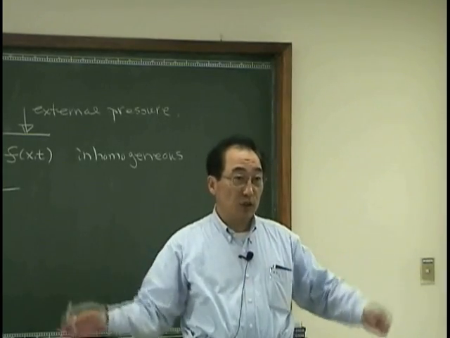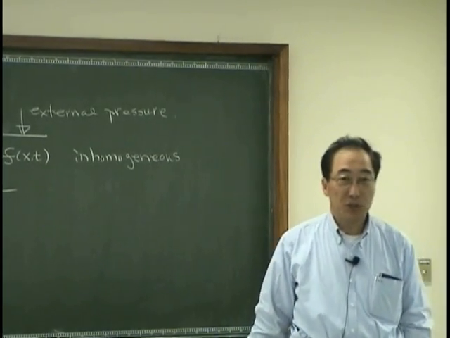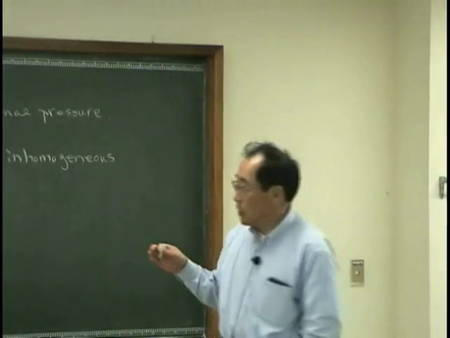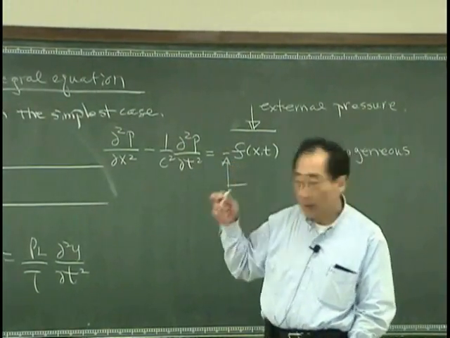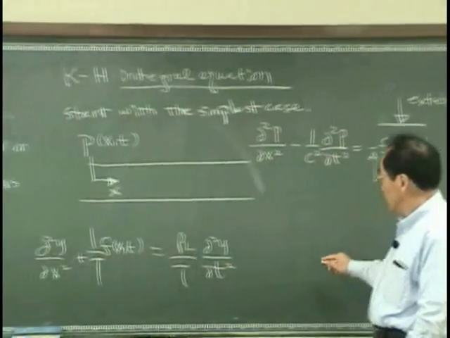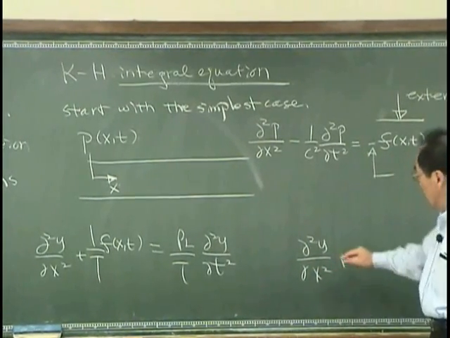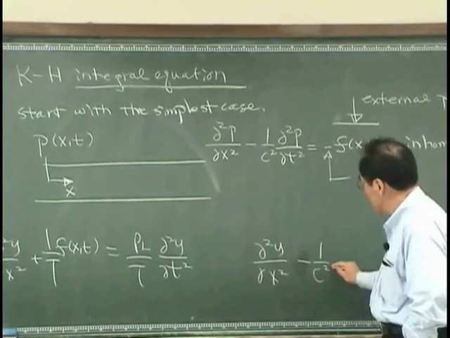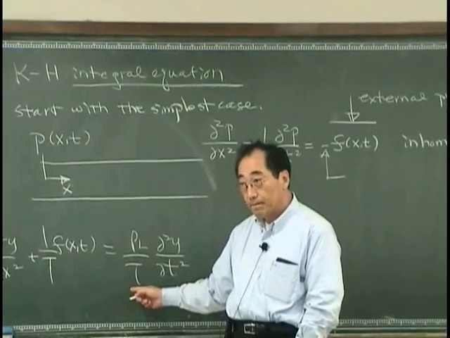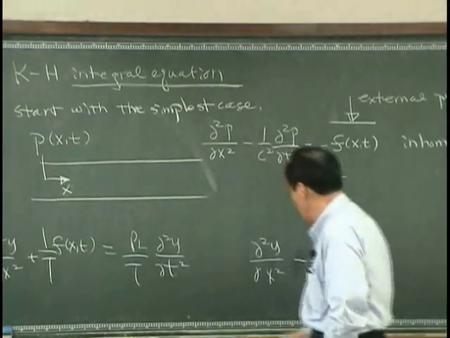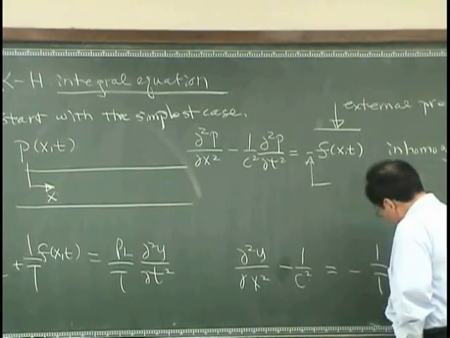You can do it when you have time. Of course, I would not ask you to derive this during the midterm examination, but the only reason why I'm doing it is to show how this minus comes. Rearranging this equation, I have a minus c², because c² is T over rho_L, and I'm moving this one over here, and then I have minus 1 over T f(x,t), right?